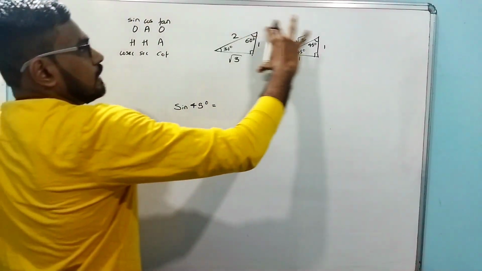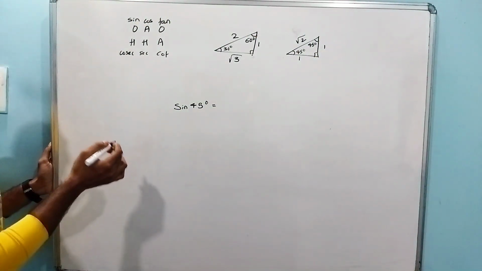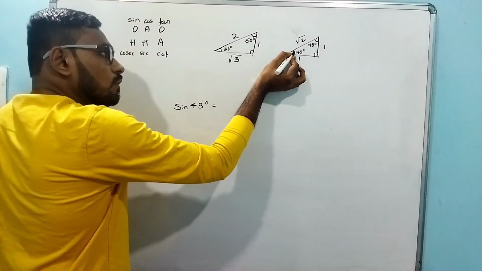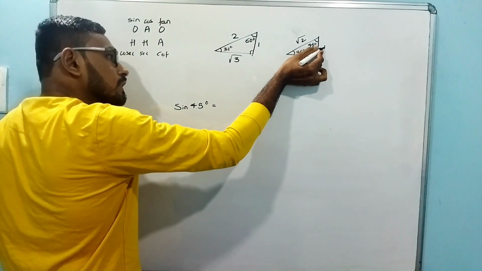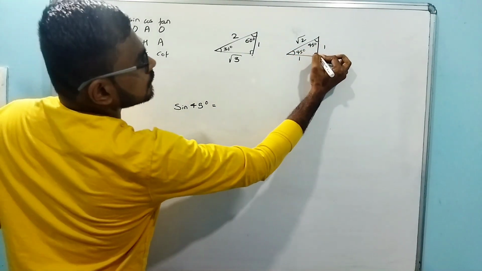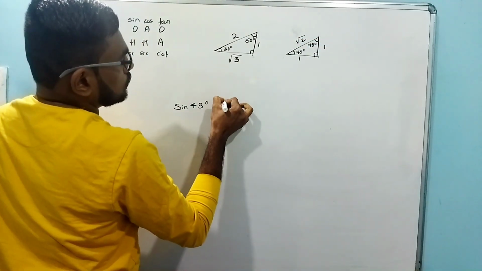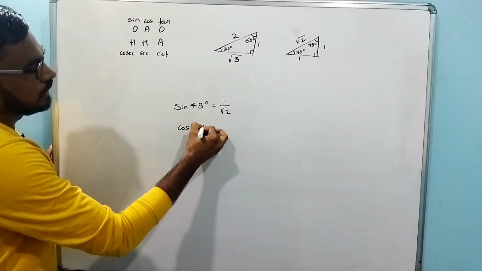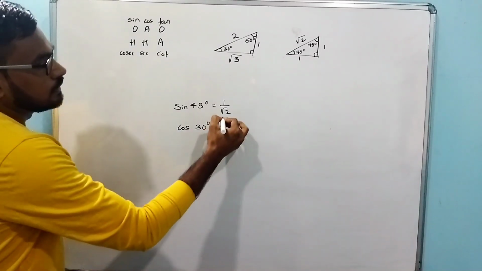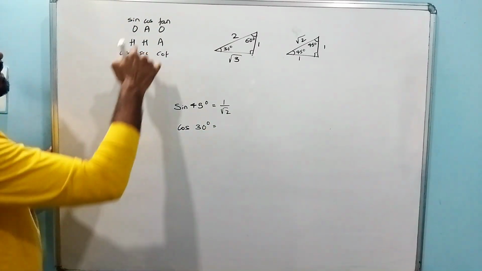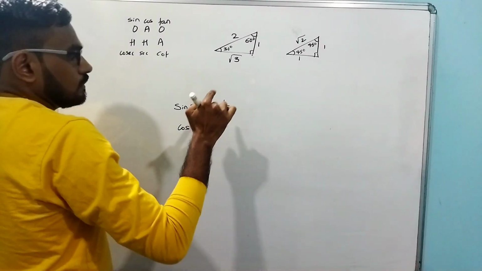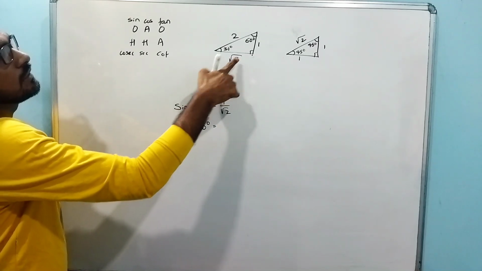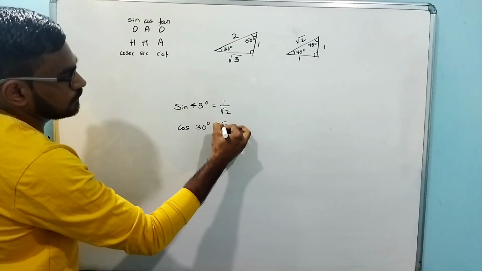Just write like this in your answer paper, and then you can easily do this. See, sine of 45 degree, sine is opposite upon hypotenuse. The 45 degree is here, opposite means the side in front of that 45 degree, which is 1, and hypotenuse is the side opposite to this 90 degree, which is root 2, so 1 upon root 2. Similarly, cos of 30 degree: cos is adjacent upon hypotenuse, so adjacent to this 30 degree is root 3, and hypotenuse, opposite to this, is 2, so root 3 upon 2.